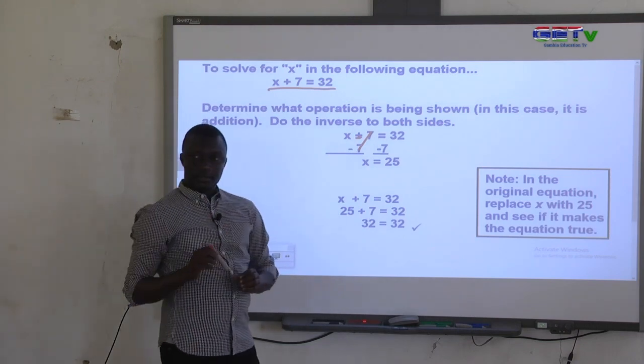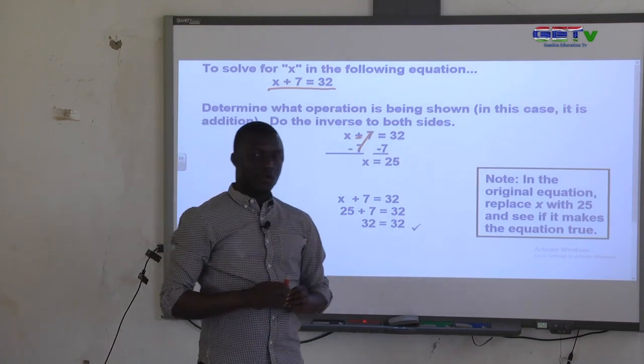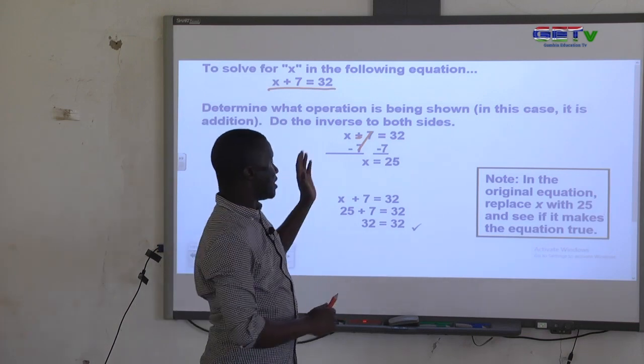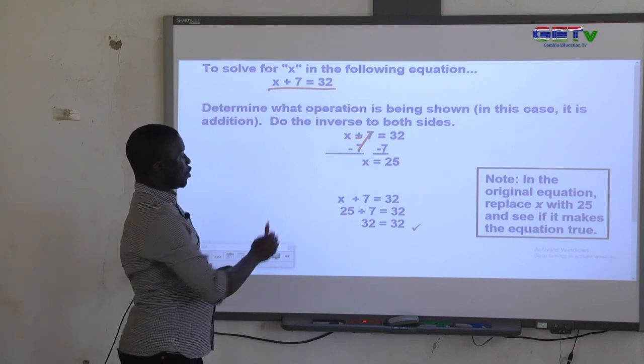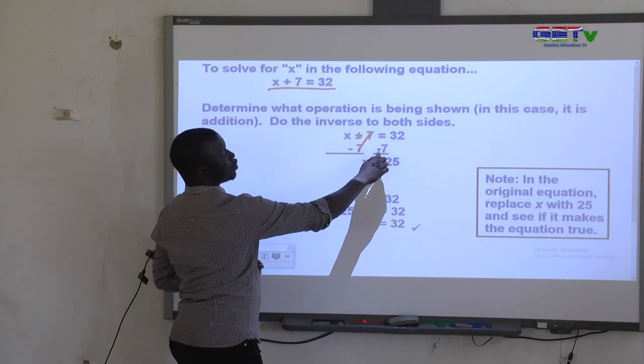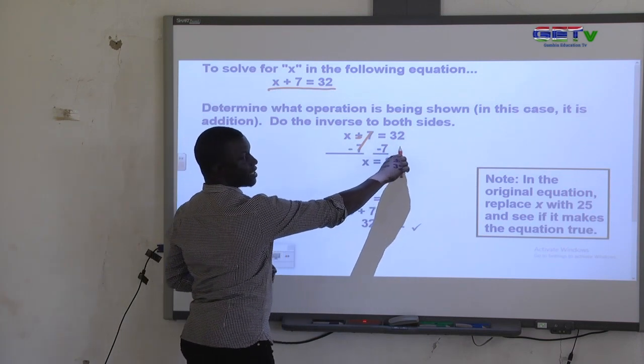But let's take note that an equation has two sides. Whatever we do on one side, we must do on the other side. So subtracting a 7 here, we must also subtract a 7 from the other side, beyond the equal sign.